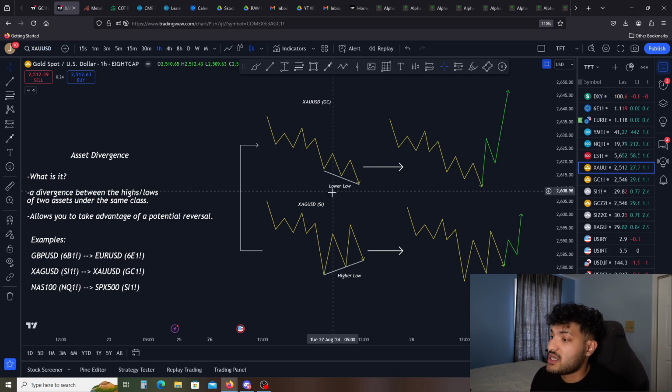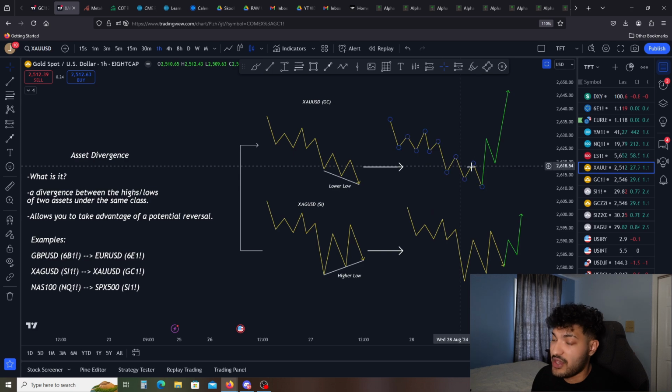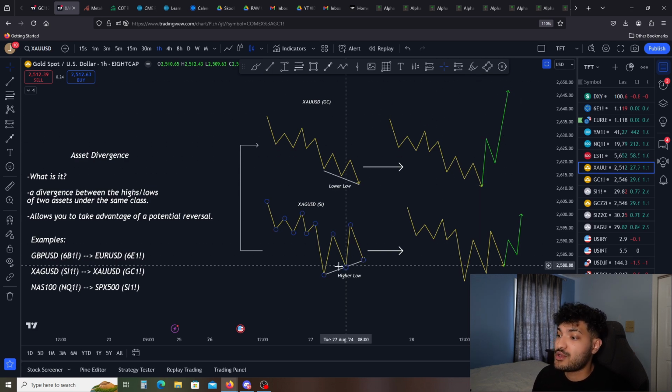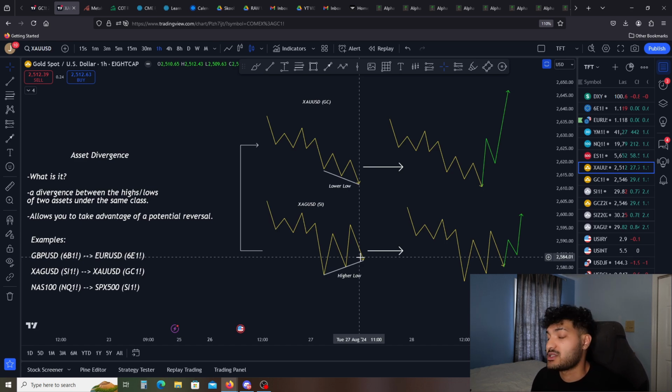Okay, and essentially, like I said, you want to take the trade on this pair, on the top pair, which is gold, after you see the divergence occurring on silver. Okay, so now I'm going to show you a couple of examples on the charts. We can also cover some examples for GBP USD onto Euro USD, as well as NQ onto ES.